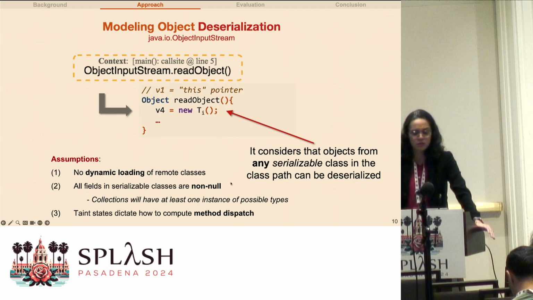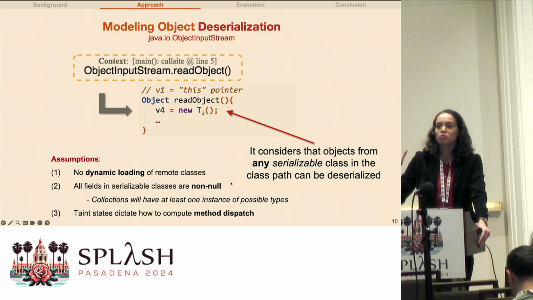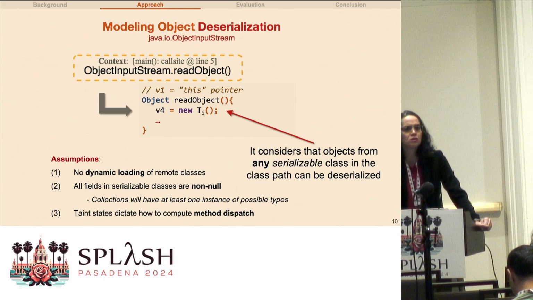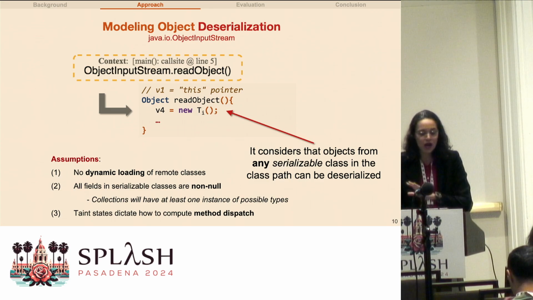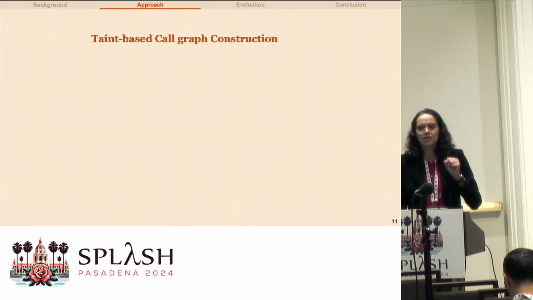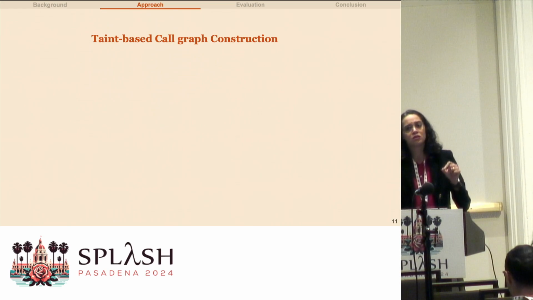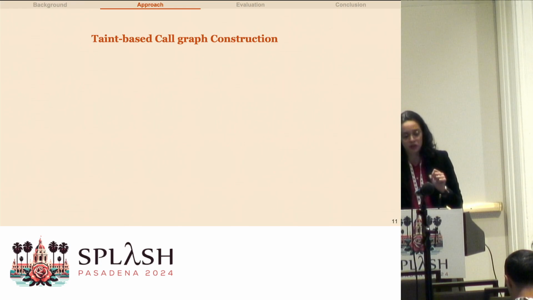Another thing we assume is that all of the fields in our objects are not null, so that we can infer that there are possible callbacks for these fields. And also, we look at the taint states of objects to be able to compute the method dispatch. All right? So let's take a closer look at how this algorithm looks. As I mentioned before, the taint states of objects will dictate how the dispatch will be computed.